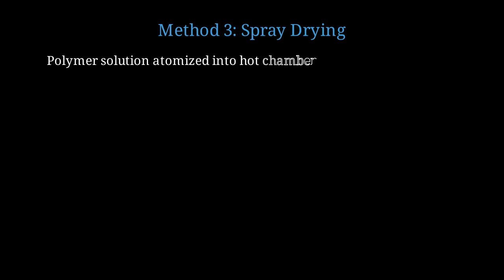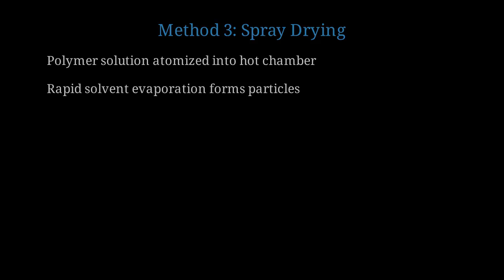In spray drying, a polymer solution is atomized into fine droplets using a nozzle. These droplets are sprayed into a hot chamber, where rapid solvent evaporation occurs, solidifying the particles. The high temperature causes almost instantaneous solvent removal. The dried particles are then collected from the chamber. This method is scalable and continuous, making it attractive for industrial applications.